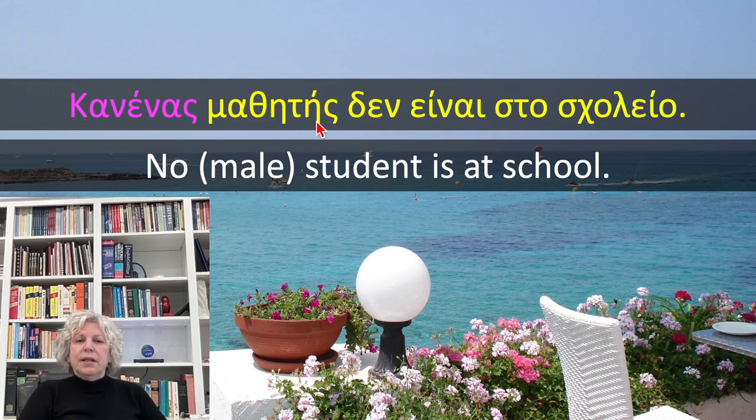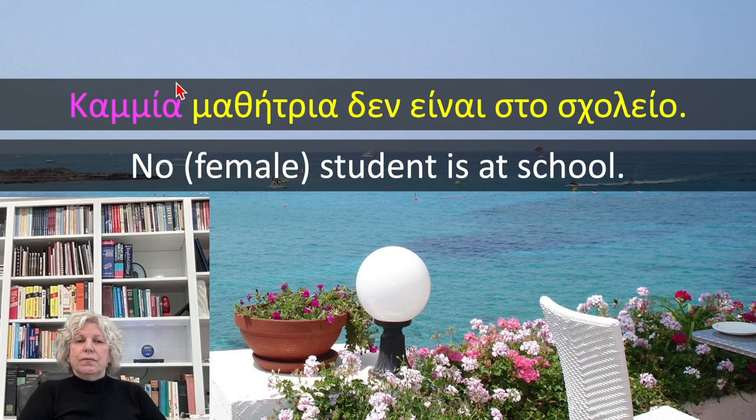Κανένας μαθητής δεν είναι στο σχολείο. No student is at school. Μαθητής is masculine, so we refer to a male student. Καμία μαθήτρια δεν είναι στο σχολείο. Μαθήτρια is a feminine noun, so we refer to a female student. No student is at school.